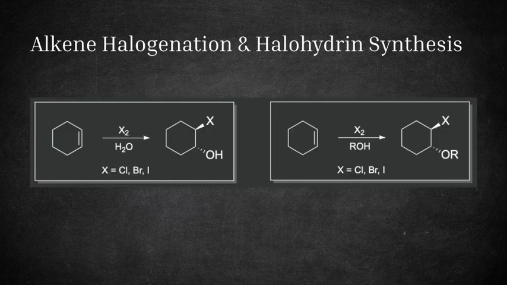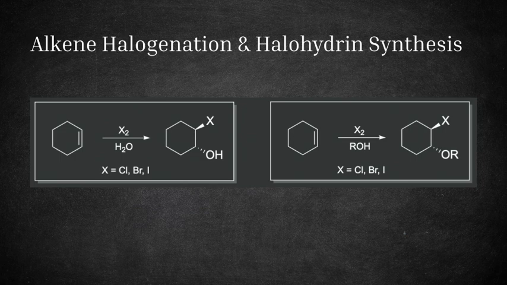Now let's discuss halohydrin and haloether synthesis. Both reactions follow a similar mechanism to halogenation. The reaction begins with the pi electrons of the alkene attacking the electrophilic halogen atom in the X2 molecule, resulting in the formation of a halonium ion intermediate.